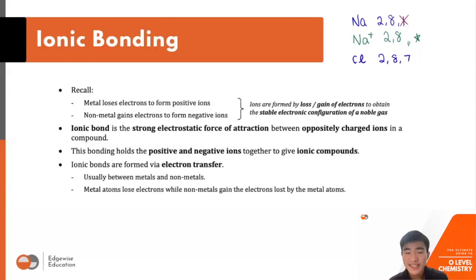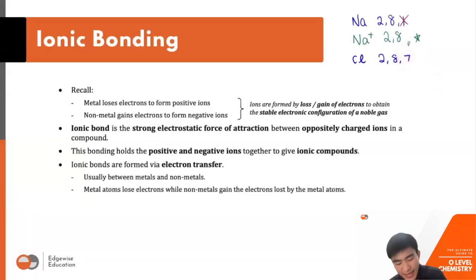Can anybody tell me, if chlorine is going to obtain the noble gas configuration, is it going to gain or lose electrons? Can type to me in the chat. Thank you, YJ. Thank you, Talina. Thank you, Arisa. Very good, most of you say gain. You are right. 7 to give me 8, very simple. I just need to gain 1 electron.